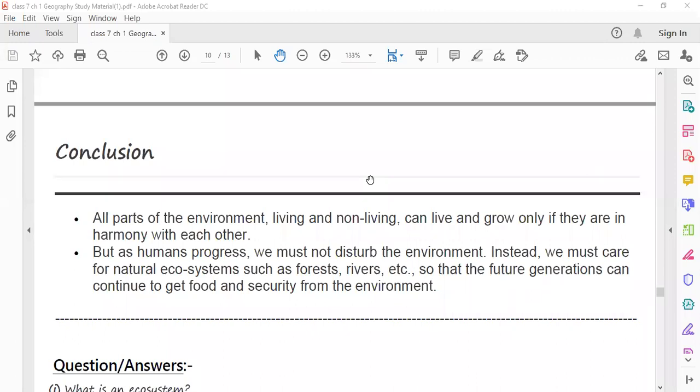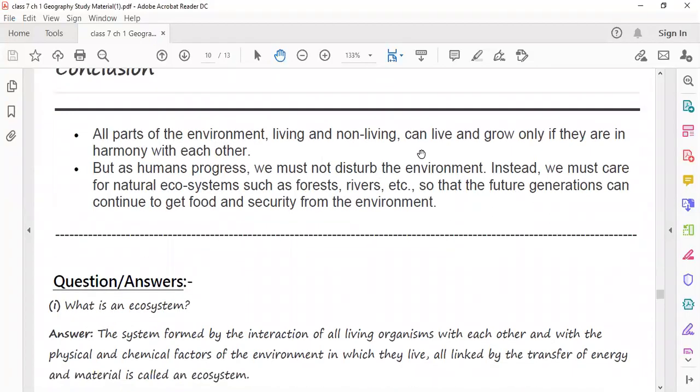Means we are supposed to develop, but we are supposed to choose the path of sustainable development. ताकि हम खुद development तो करें ही, लेकिन future generations के needs के साथ कोई भी indiscriminate behavior ना रखें. Now let us look at the question answers.